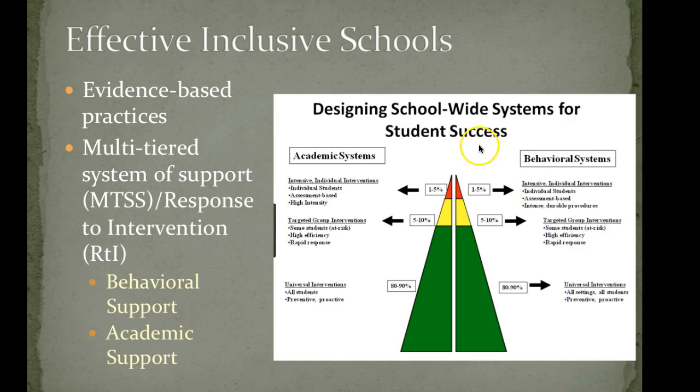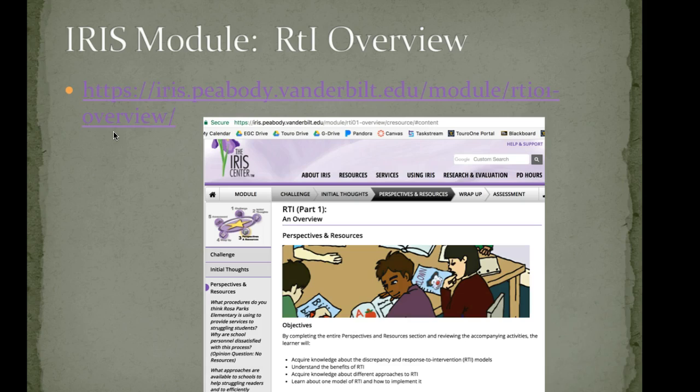And really, the final part of this multi-tiered system of support is around the 1 to 5% of students. Those are the ones that you've tried all of the best practices, and then you tried a little bit extra support, and yet the student's still not making progress. And so then that's when you go to that higher level. And once again, this is around academics and it's around behavior.